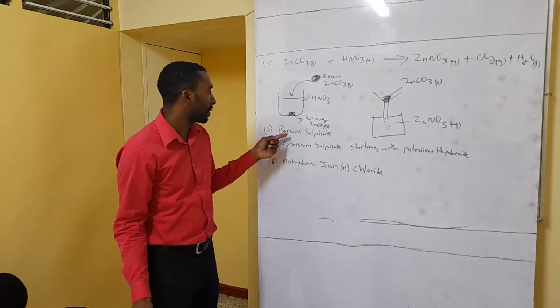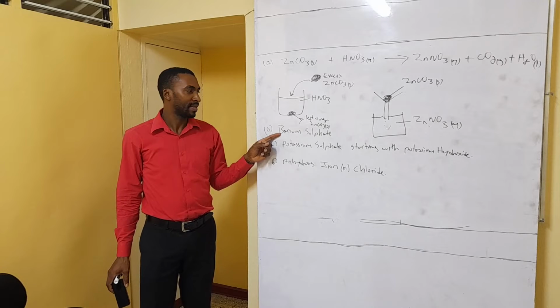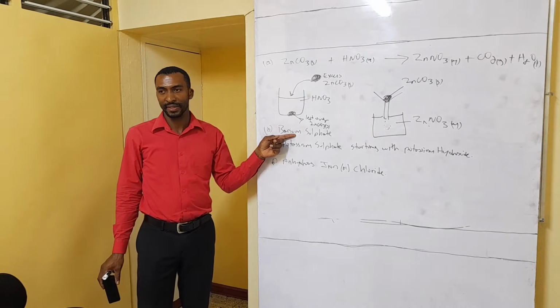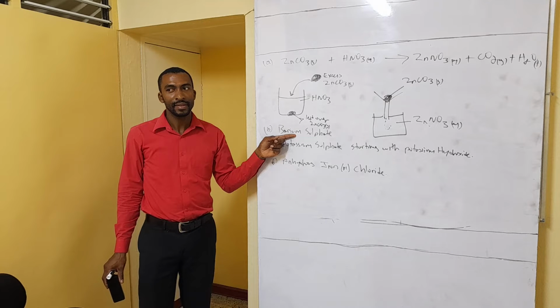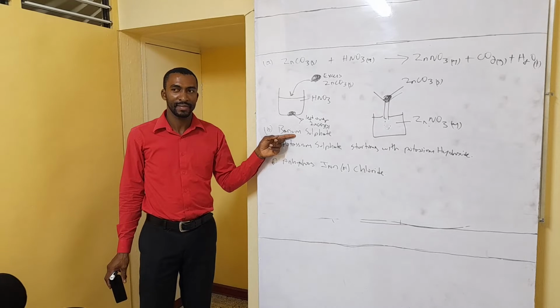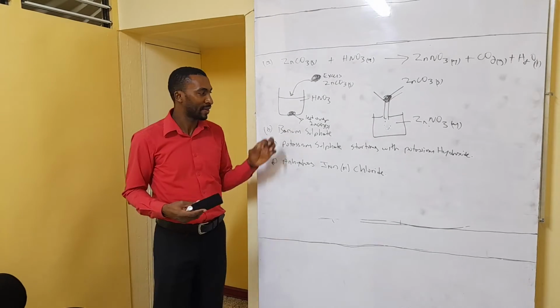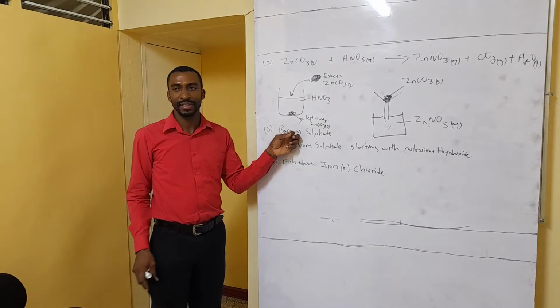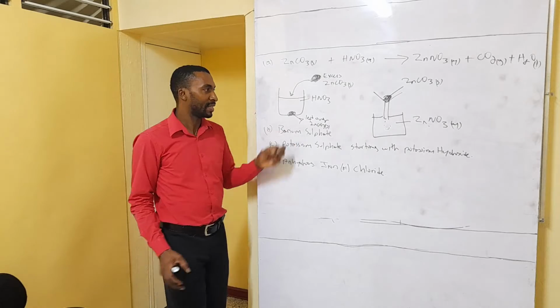Alright, now the next salt is barium sulfate. Is it a soluble or insoluble salt? Sulfate and barium. Soluble or insoluble? Insoluble. Good. For all sulfates are soluble except barium and what? Lead. Good. So this is the insoluble salt. Which method do we use? Ionic precipitation, right?